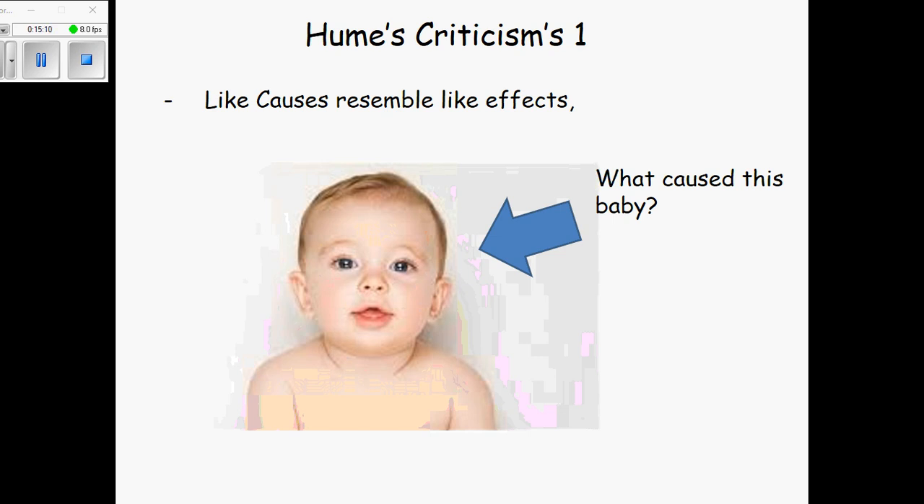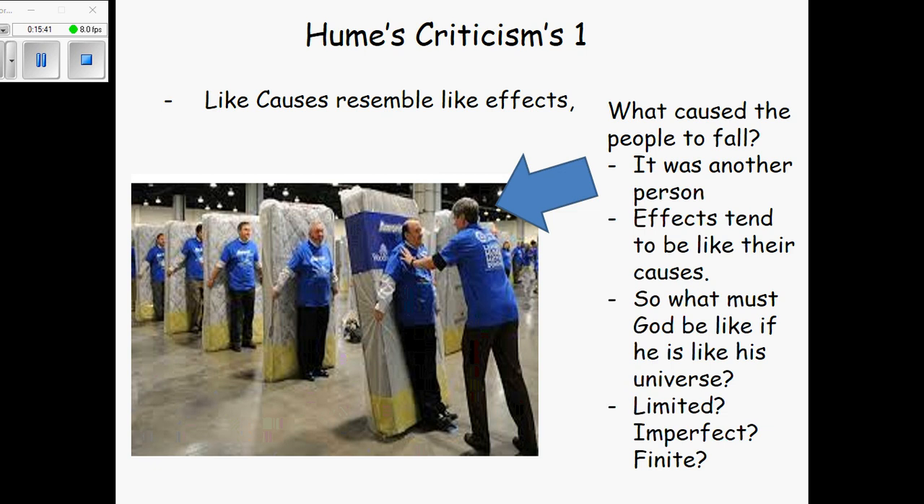So Hume says that like causes resemble like effects. For example, if we look at a baby, this is the effect. What's caused the baby? Well, it's likely to be someone who looks like the baby. Things look like the things that caused them. If I decide to design a table, the table is going to look like my design. So, like causes resemble like effects. We think of dominoes falling over. What causes the dominoes to fall? It was another domino. So effects tend to be like their causes.